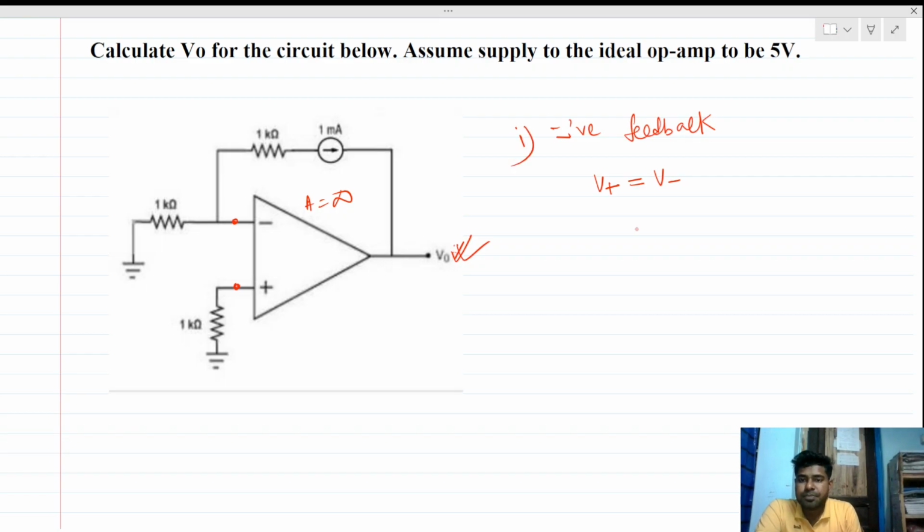So this is the condition. You can say that if this is the negative sign and this is the positive sign, you directly assume this is a negative feedback circuit, but this is not the case. To check the feedback, what do we do?